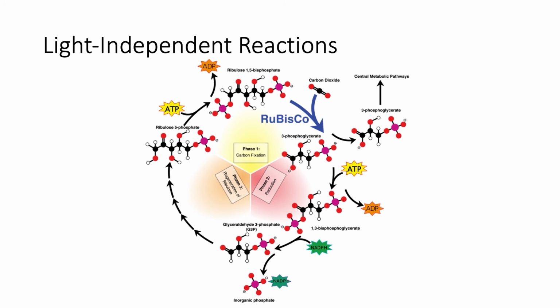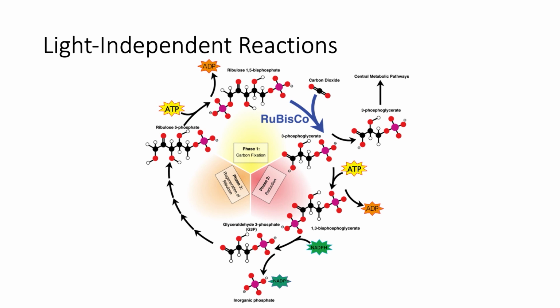Next, we have the light-independent reactions. Remember that while these technically don't require light, they do need the NADPH and ATP made from the light-dependent reactions. Now, the light-independent reactions occur in a cycle, just like the citric acid cycle in cell respiration, so they are called the Calvin cycle. As you can see, the cycle is split into three general stages, namely carbon fixation, reduction, and regeneration.